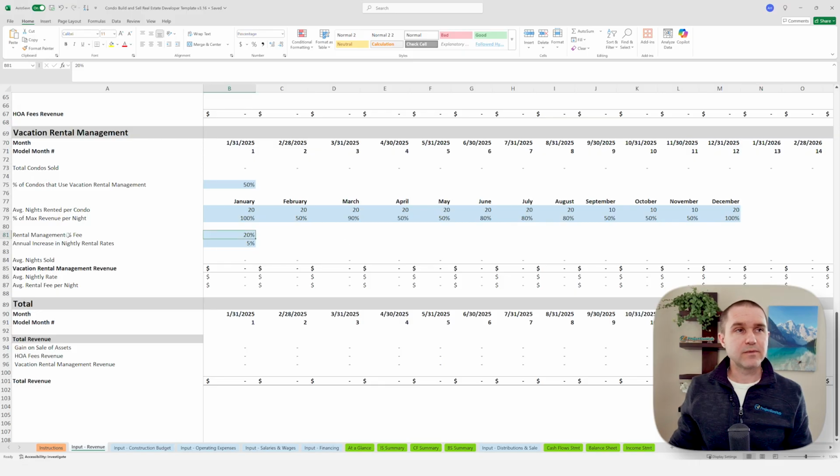And then this is the rental management fee. So you're going to get to say, hey, we're going to collect 20% of revenue as our rental management fee. And then you can set an annual increase in the nightly rental rates. Okay, so that is it on revenue.